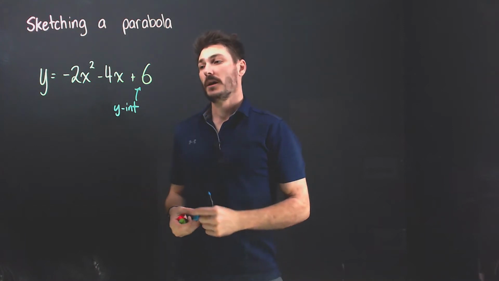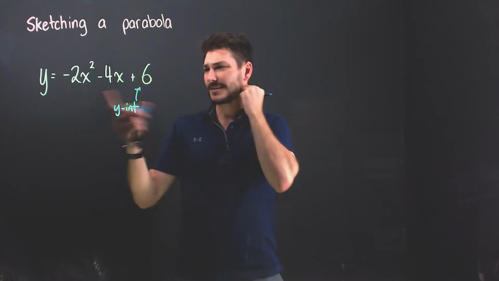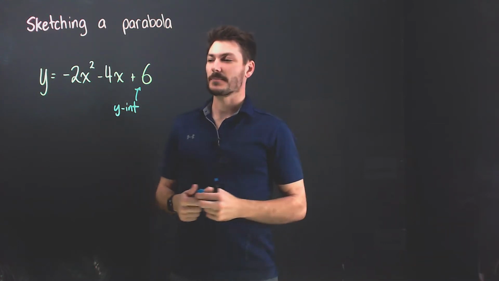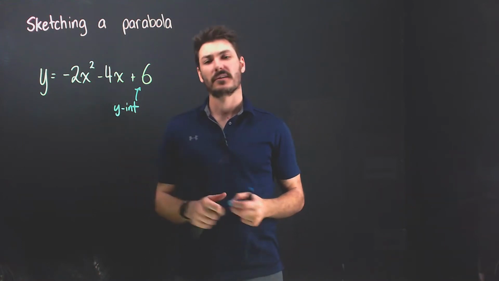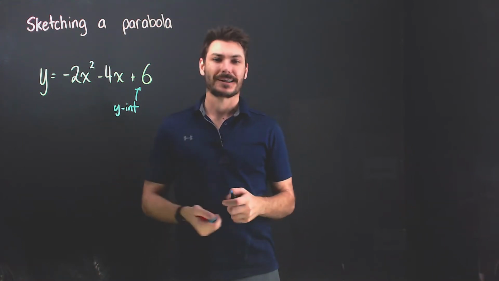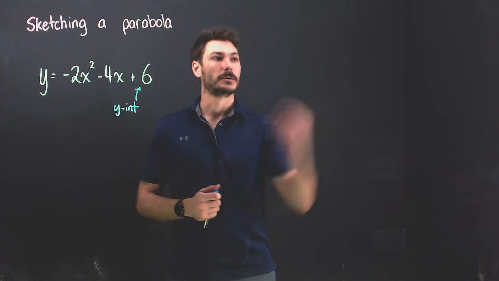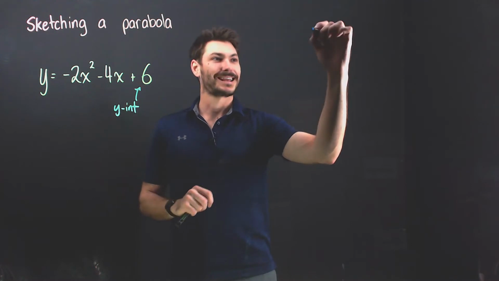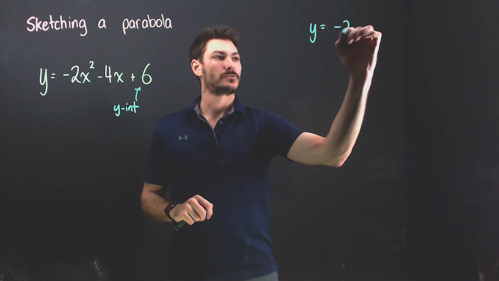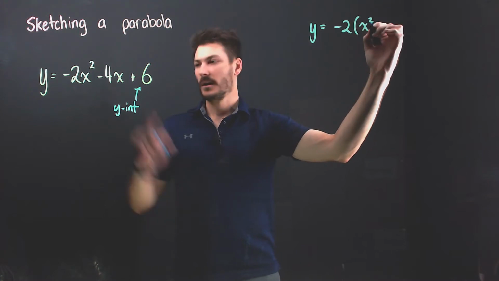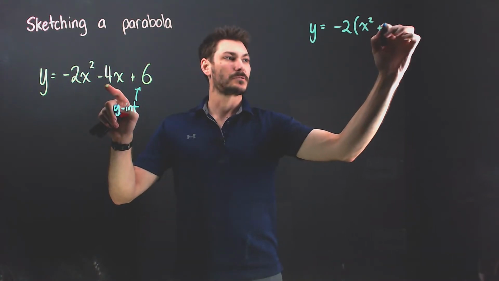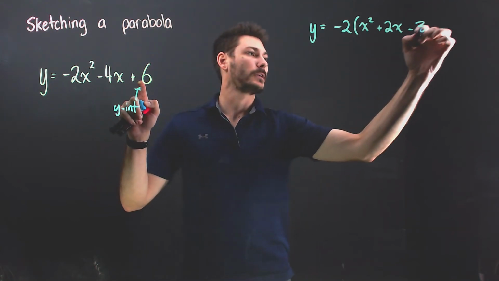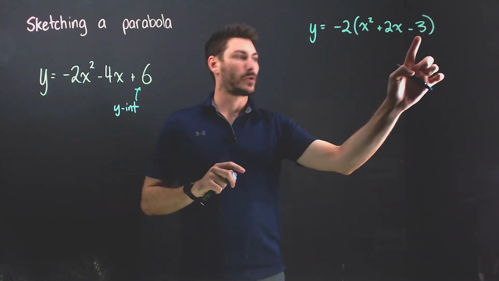So first thing I'm going to be doing is looking at this and realizing that in order to factorize this quadratic to get the x-intercepts, it might be easier to just factor out this minus 2, and that will turn my quadratic into a monic, which I can solve much easier. So I'm going to take a factor of negative 2 out of all of these terms and get y equals minus 2 times x squared, factorize minus 2 out of that, and I get plus 2x. And then lastly, I'm going to factorize minus 2 and get minus 3. Okay, now I have a monic quadratic.